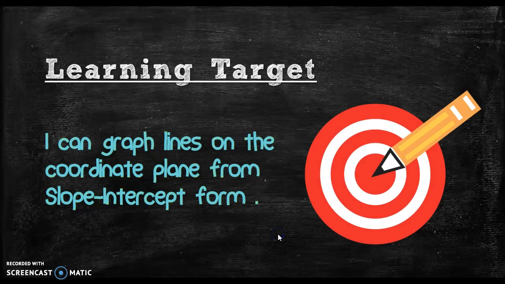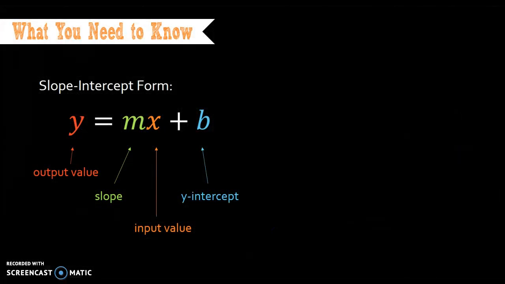I can graph lines on the coordinate plane from slope-intercept form. Here's what you need to know. Slope-intercept form looks like this. y = mx + b.